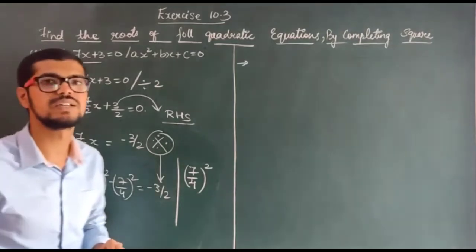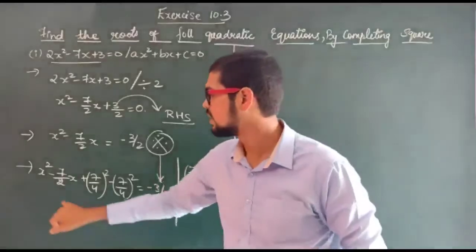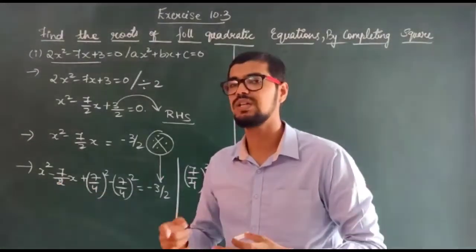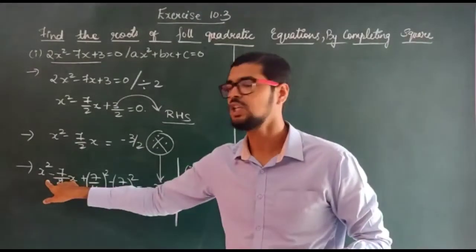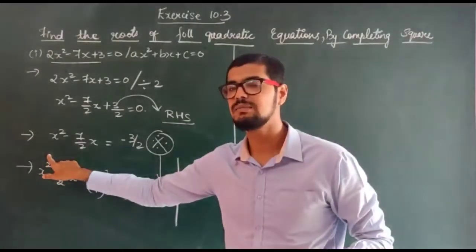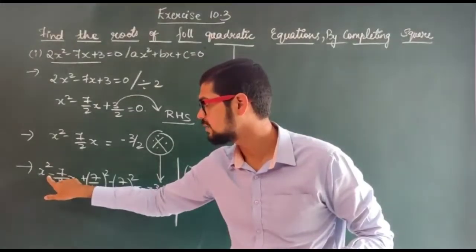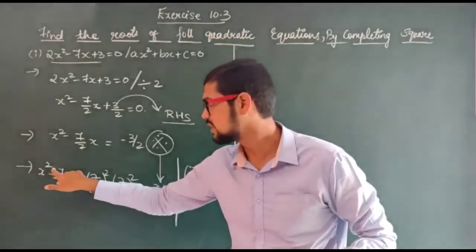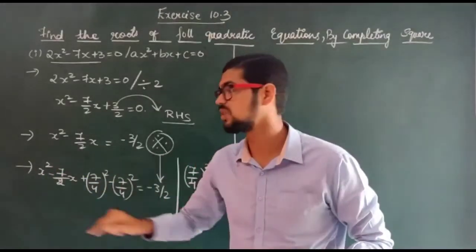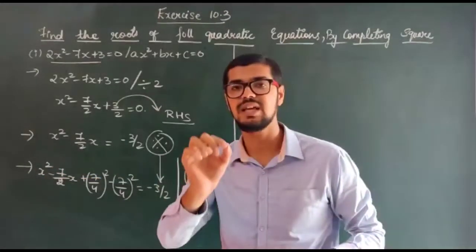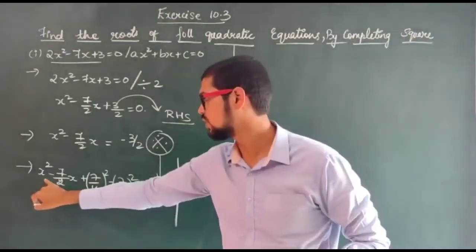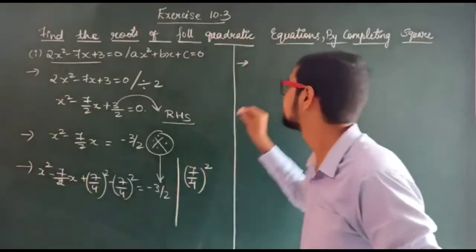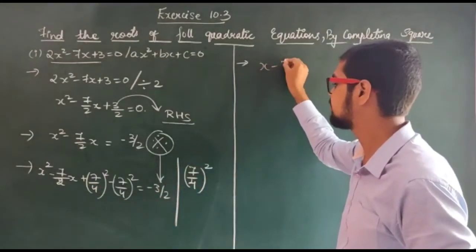Many students will make mistakes or they will take time to judge whether I must convert this into a plus b or a minus b. So it is very simple. Just observe the sign before the coefficient of x. If it is minus, then it is a minus b whole square, and if it is plus, it is a plus b whole square.